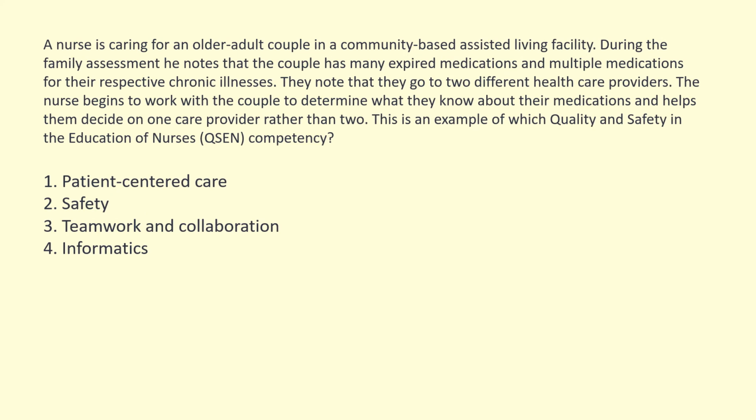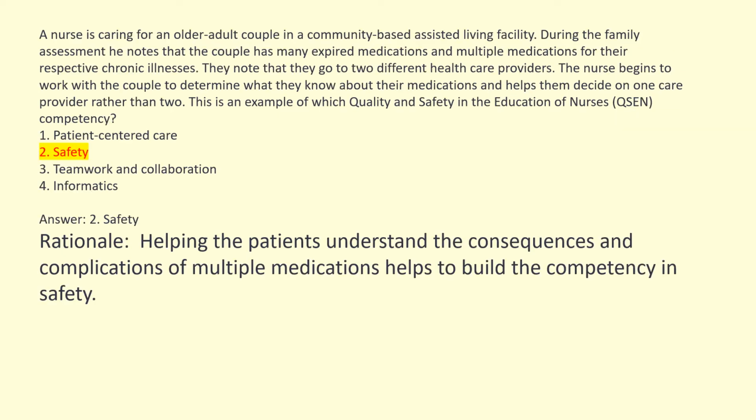A nurse is caring for an older adult couple in a community-based assisted living facility. During the family assessment, he notes that the couple has many expired medications and multiple medications for their respective chronic illnesses. They note that they go to 2 different health care providers. The nurse begins to work with the couple to determine what they know about their medications and helps them decide on one care provider rather than two. This is an example of which QSEN competency? 1. Patient-centered care. 2. Safety. 3. Teamwork and collaboration. 4. Informatics. Answer 2. Safety. Rationale: helping the patients understand the consequences and complications of multiple medications helps to build the competency in safety.